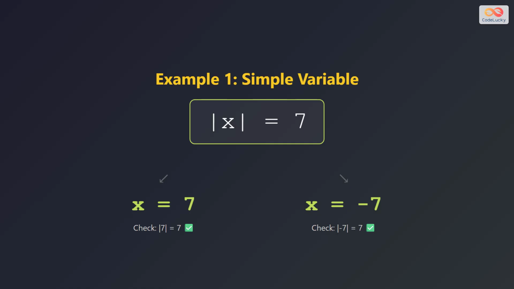Let's apply this to a simple example. Suppose the absolute value of x equals 7. Using our rule, we split this into two separate paths. In one path, x equals 7. In the other path, x equals -7. Both are valid solutions because both numbers are 7 units away from 0.